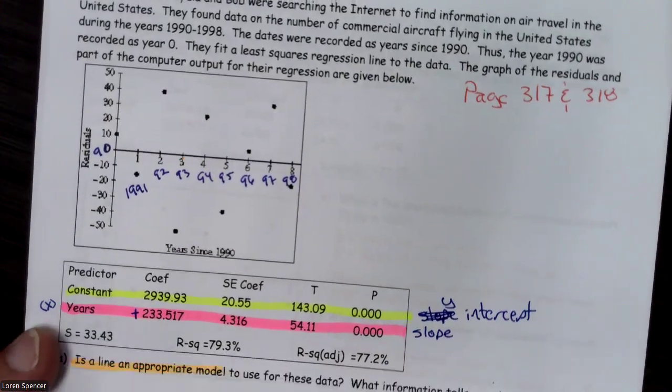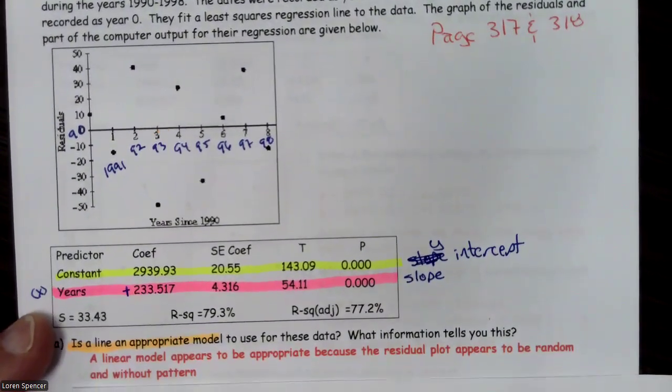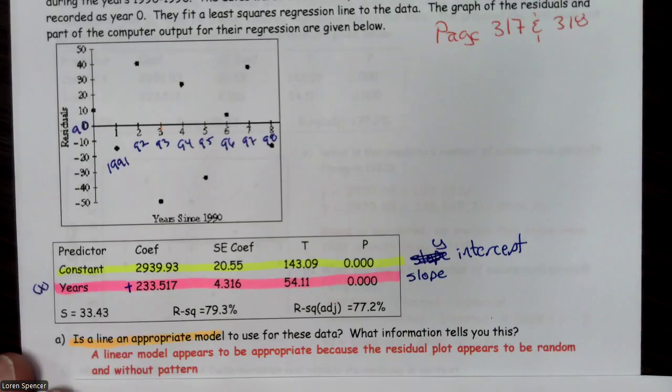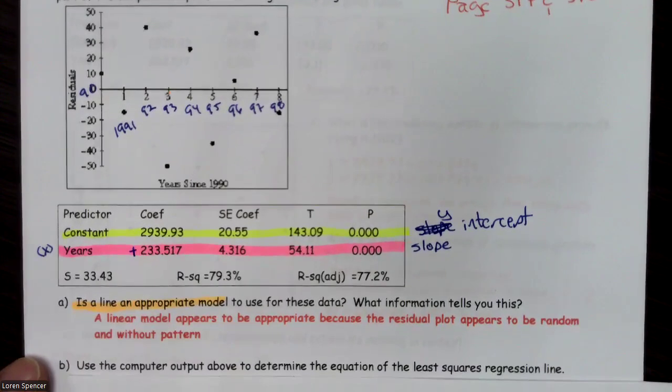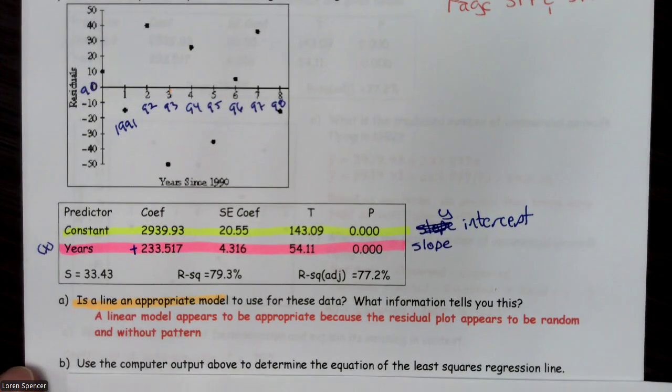So our answer is yeah, a line is appropriate. A linear model appears to be appropriate because the residual plot appears to be random and without pattern. All right, random and without pattern. Question B. Use the computer output to determine the equation of the least squares regression line.